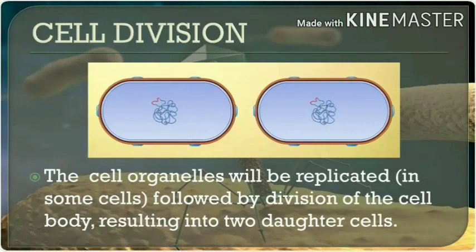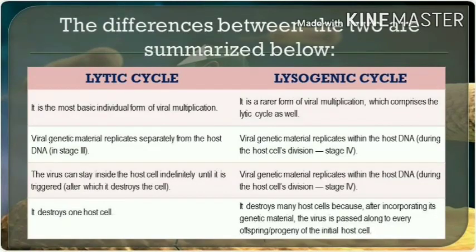The cell organelles will be replicated in some cells, followed by division of the cell body, resulting in two daughter cells, each having the viral genetic information incorporated into their genetic material. The cells divide normally until the virus is triggered. These daughter cells carrying the viral genetic material are known as lysogenic cells. I have here a table chart showing the difference between the lytic cycle and the lysogenic cycle.